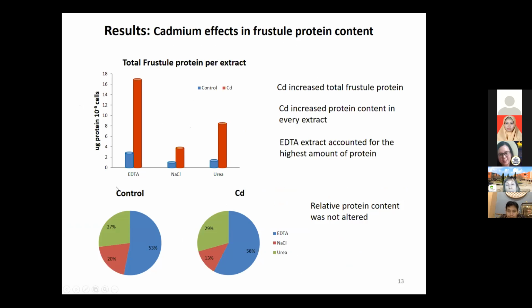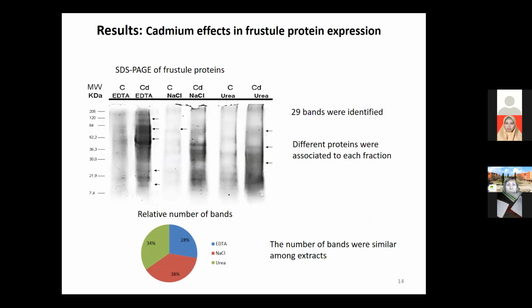So for the fraction that was extracted with EDTA, you can see that there was a very high increase in the protein content. All the fractions increased when diatoms grew in the presence of cadmium, but some, like EDTA and urea, had higher increases than those extracted with sodium chloride. Then when comparing control and cadmium exposed diatoms, the relative protein content was not changed, as you can see, for any of the extracts.